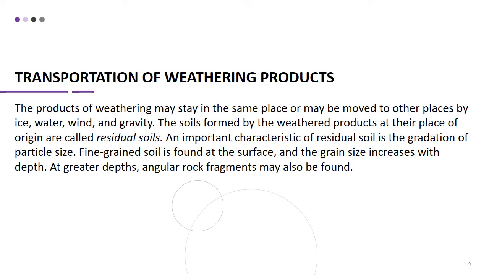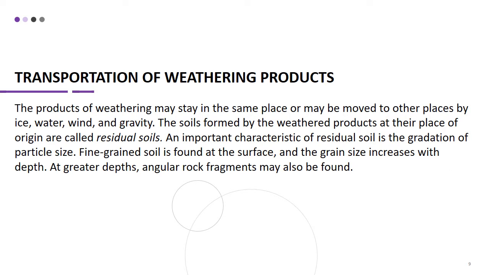So we have the transportation of weathering products. The products of weathering may stay in the same place or may be moved to other places by ice, water, wind, and gravity. So the soils formed by the weathered products at their place of origin are called residual soils. An important characteristic of residual soil is the gradation of particle size. Fine-grained soil is found at the surface, and the grain size increases with depth.